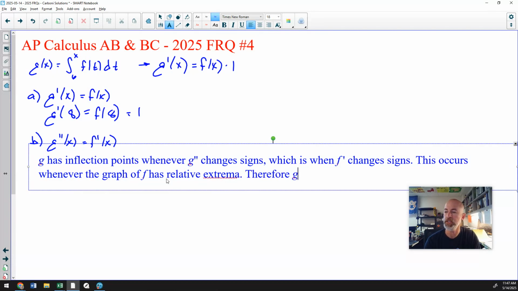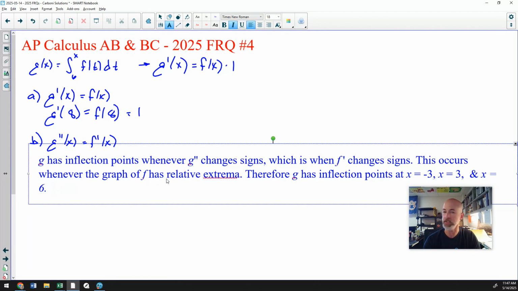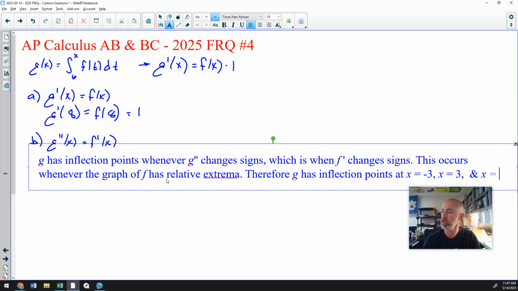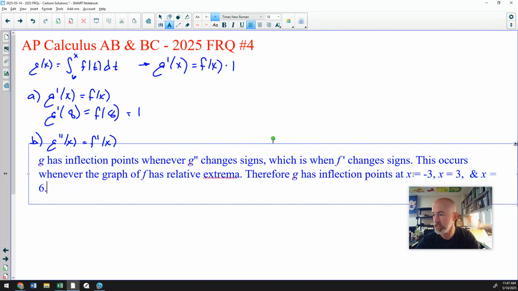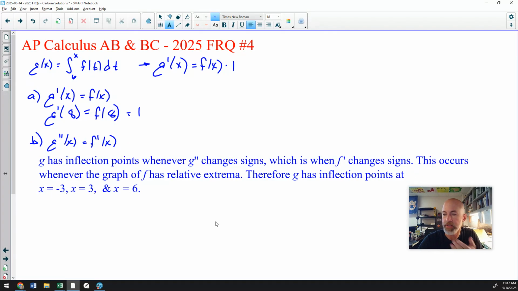Therefore, g has inflection points at x equals, and let's see, we're on all values of x from -6 to 12. That would occur at x equals -3, x equals 3, and x equals 6. Now, some people may have an issue with me including 6 because there is a cusp there, right? And some people are thinking, hey, that's non-differentiable and all that mess. However, it is still a local minimum, and so we will include that. So we have 3 inflection points, and there is our explanation.